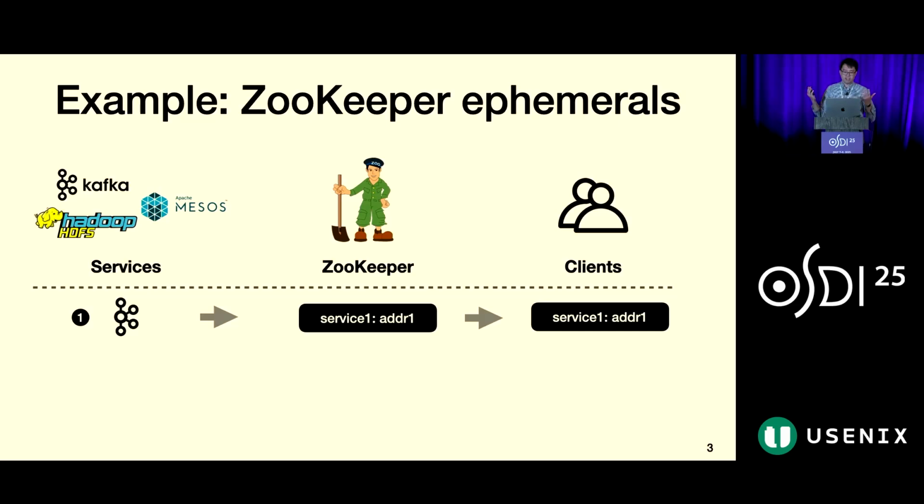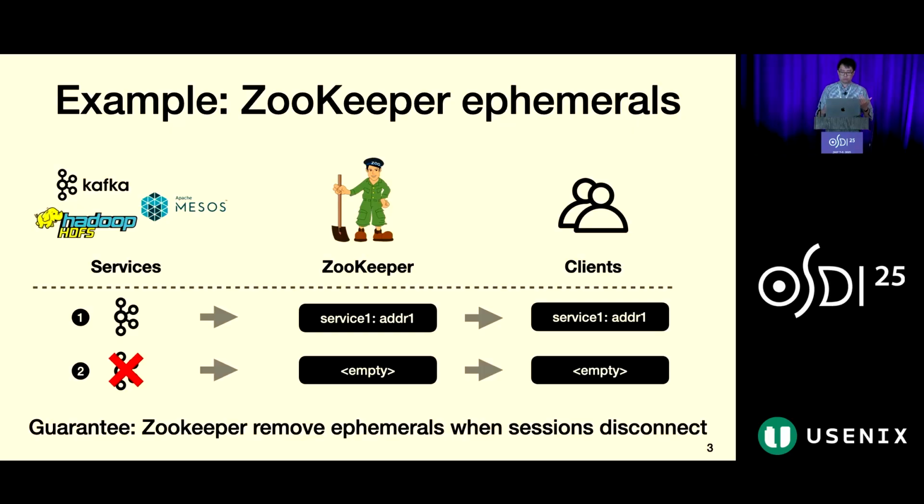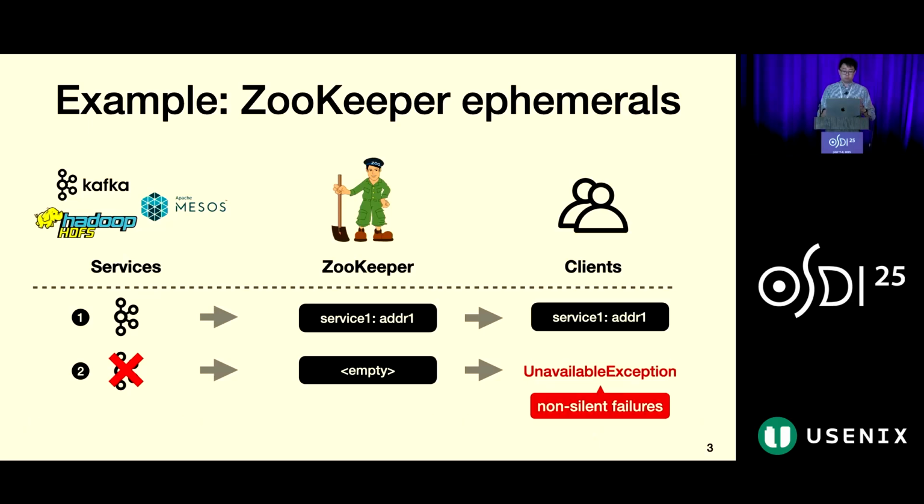Other services like Kafka, a streaming service, can conveniently register their address in Zookeeper. So as long as their servers are alive, the address will be visible in Zookeeper to other clients or systems. If a Kafka instance crashes, Zookeeper guarantees that those addresses will be removed. For such semantics, a non-silent failure would be Zookeeper is down and the client receives exceptions. It's bad, but at least the clients know something is going wrong.